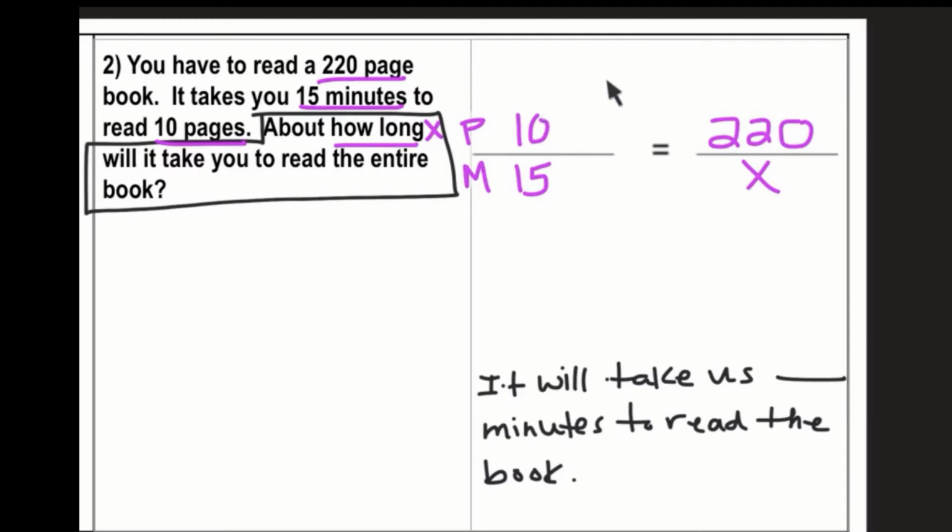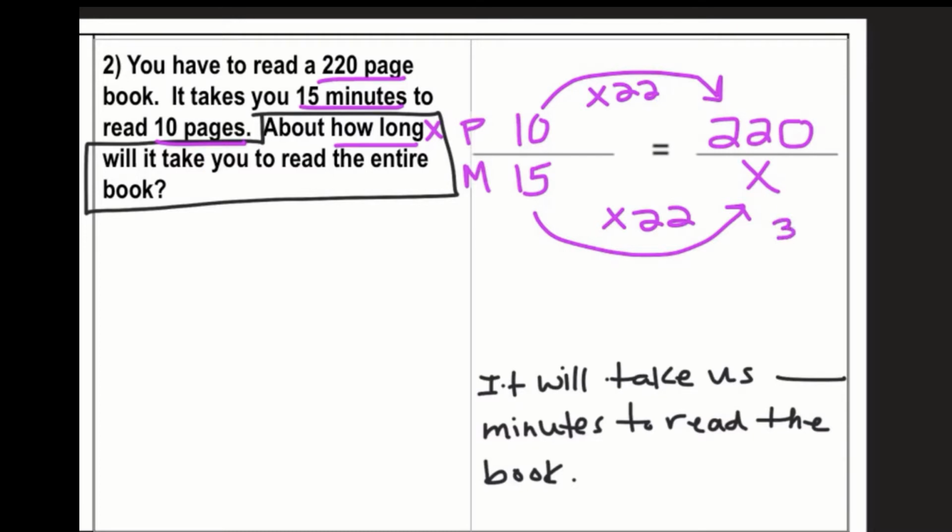Do you see a horizontal relationship? Yeah, 10 times 22 is going to give me 220. So we have 10 times 22. Let's take 15 and times that by 22. That's going to tell us how many minutes. What do you get when you take 15 times 22? I get 330. It will take us 330 minutes to read the book.